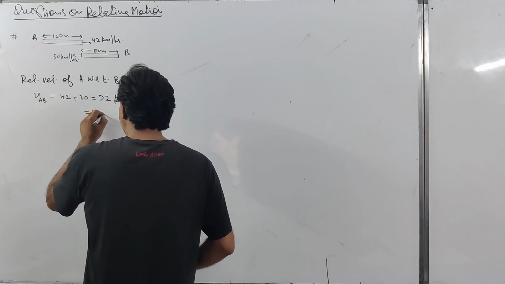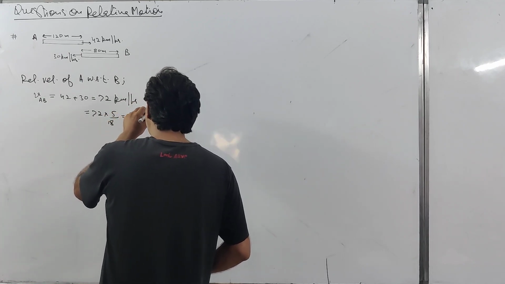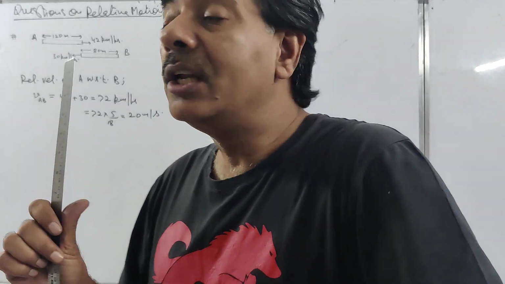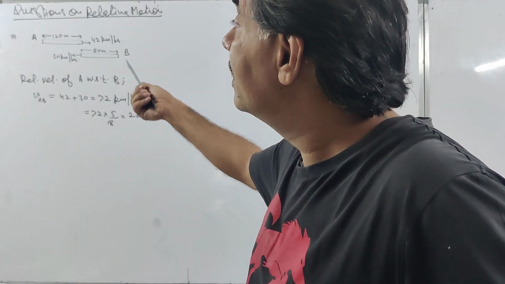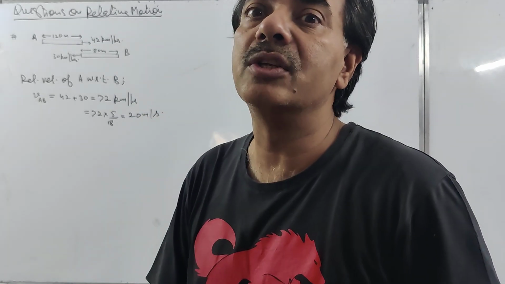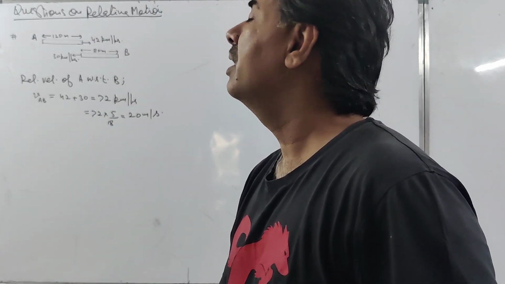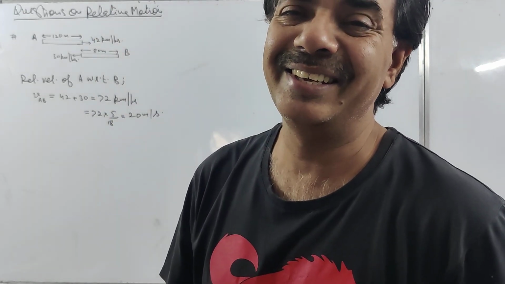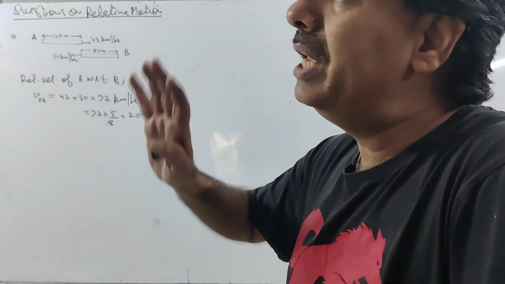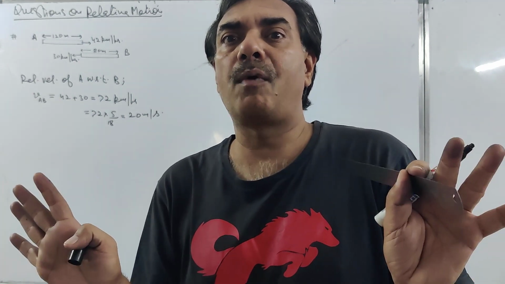Which is 72 into 5 by 18, which is 20 meters per second. You know what is the meaning of this? It appears as if B is at rest and A is moving at the rate of 72 kilometers per hour. So basically, it appears as if B is at rest, so B has become like a bridge, like a platform.